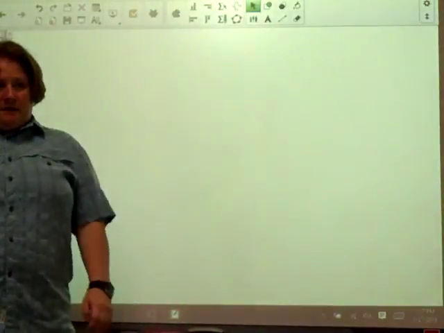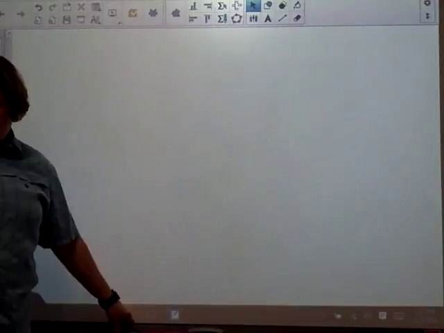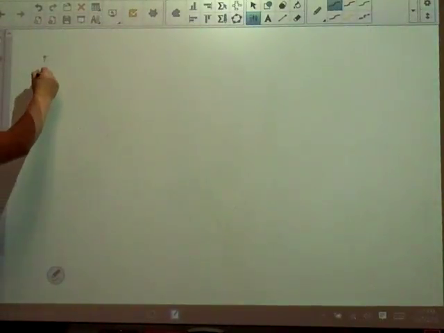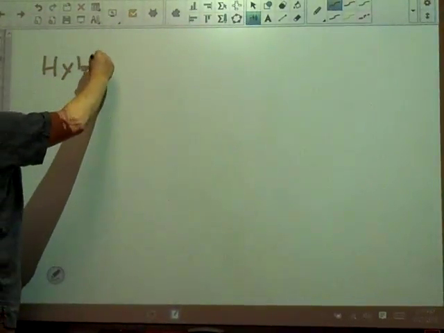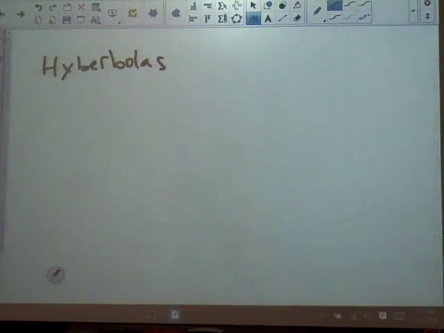Graphing hyperbolas. We're going to have a four-step process to graph, but before we do, I want to show you what the equations look like. You need to get these in your notes. We had equations for circles and ellipses yesterday. Today we've got equations for hyperbolas.